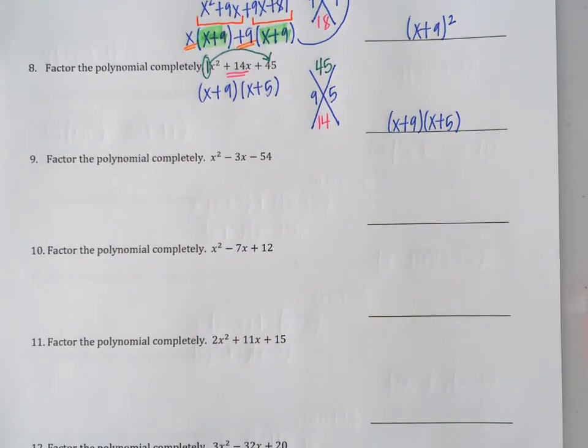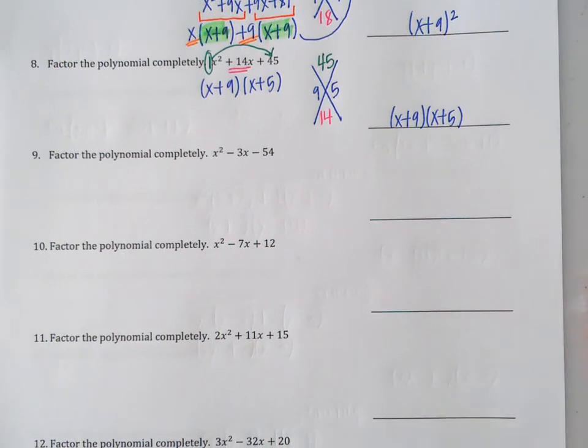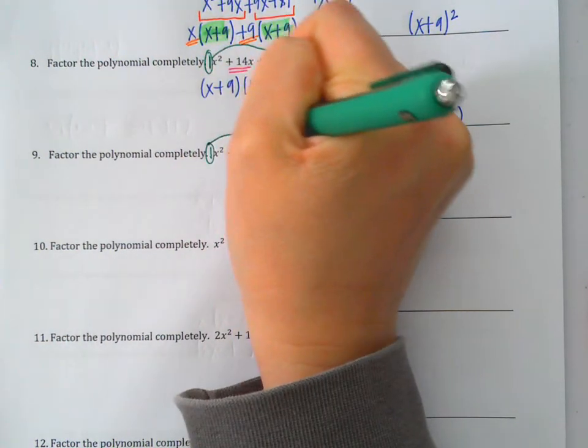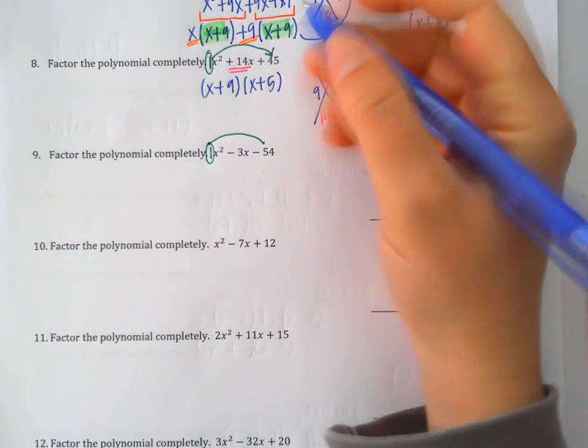Okay, so number 9, x squared minus 3x minus 54. So there's no GCF. A is equal to 1. 3 terms. So we're going to start by multiplying A times C.